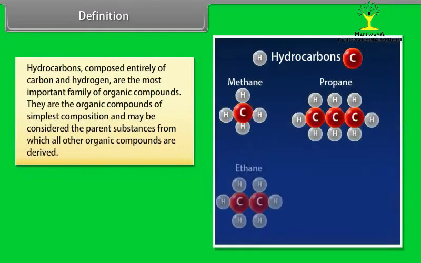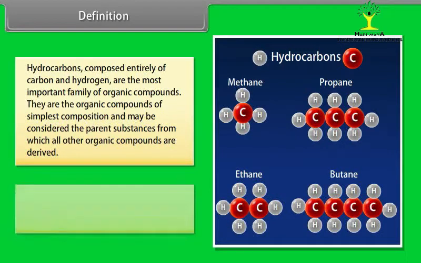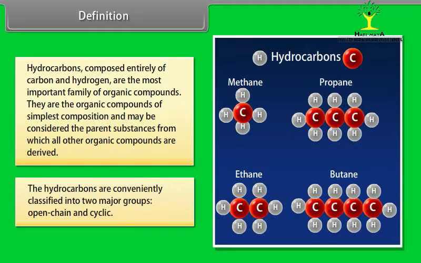Definition. Hydrocarbons, composed entirely of carbon and hydrogen, are the most important family of organic compounds. The organic compounds of simplest composition, they may be considered the parent substances from which all other organic compounds are derived. The hydrocarbons are conveniently classified into two major groups, open chain and cyclic.